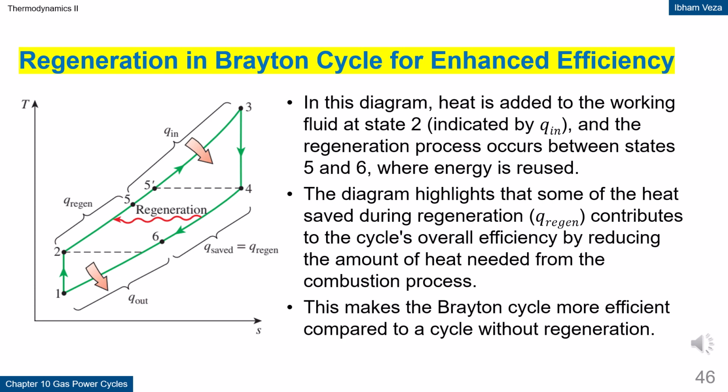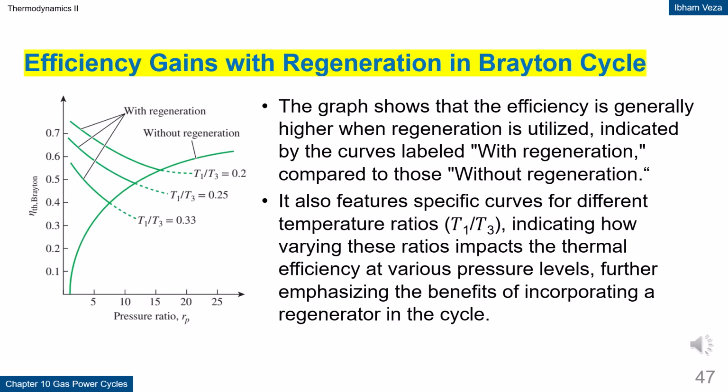This explains why the Brayton cycle with regeneration is more efficient than the one without regeneration. Efficiency gains with regeneration in Brayton cycle. This graph shows that the efficiency of the cycle with regeneration is always higher than that without regeneration. The effect of regeneration becomes more significant at certain pressure ratios.